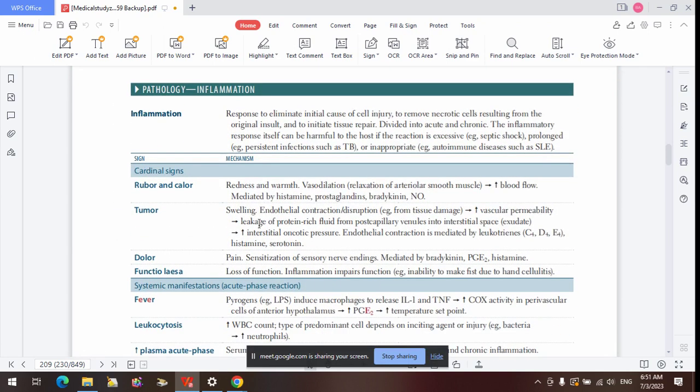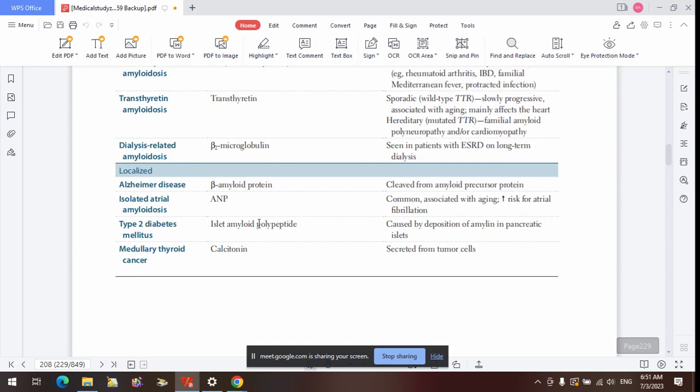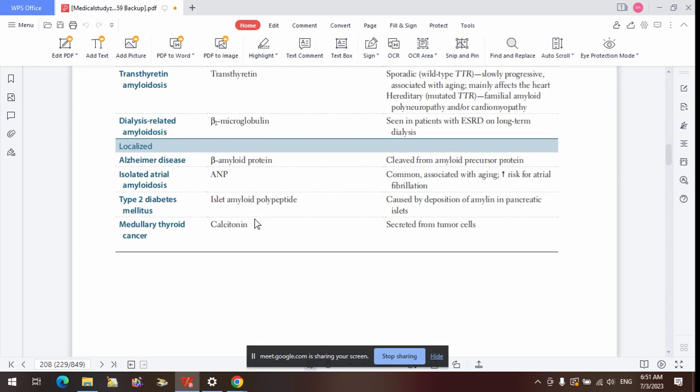So we are going to start inflammation now. So Dr. Babawale, good morning. Please, what was the first point that you said causes amyloid proteins?